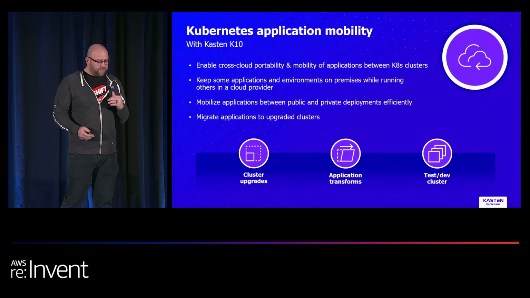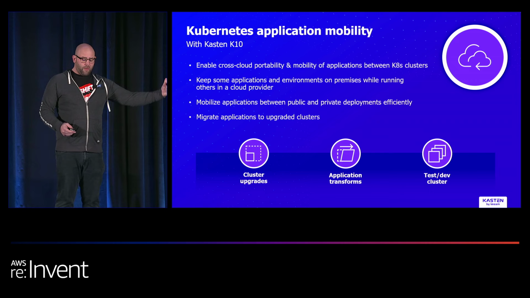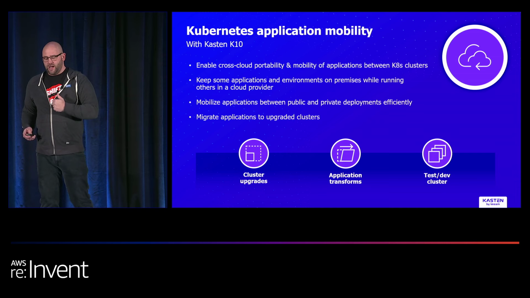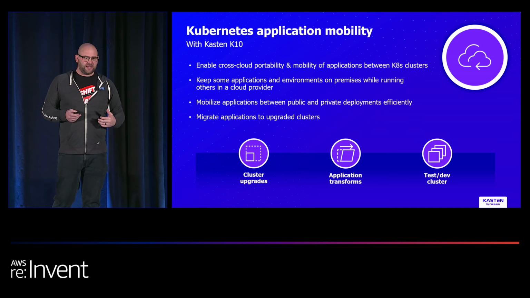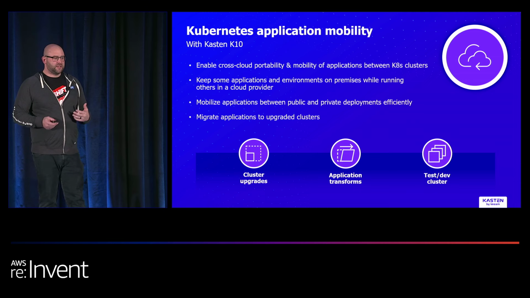So what we mean by mobility is the ability to send our application plus its data from one place to another. So if that is from Red Hat OpenShift to EKS, or EKS Anywhere to ROSA, or any Kubernetes cluster for that matter, but then equally around the data service as well. If I have a Postgres database that is a stateful set within my Kubernetes cluster and I need to get that into RDS, then we provide the ability to do that, and I'll show that in a demo shortly as well.